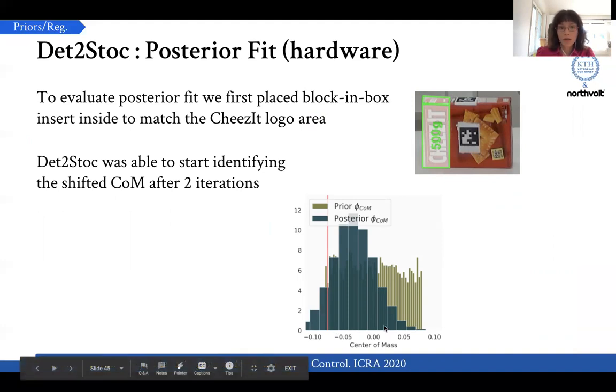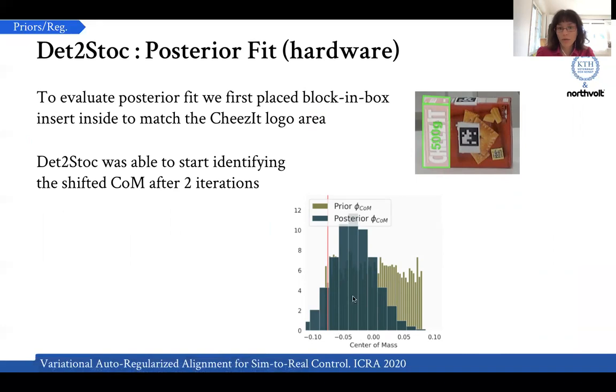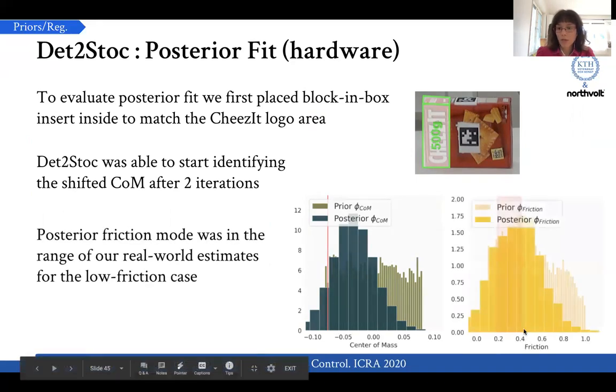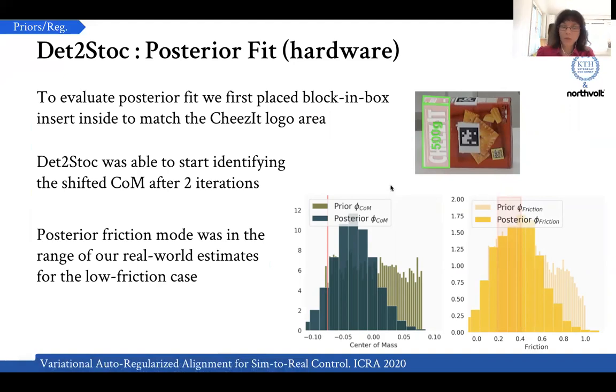And we can see that only after 2 iterations, we are shifting in the right direction. The center of mass here is on the left, and you can see that from a uniform distribution, we have this shift. The mode of the friction is also roughly matching our real world estimates for the friction that we've done with an inclined plane test.